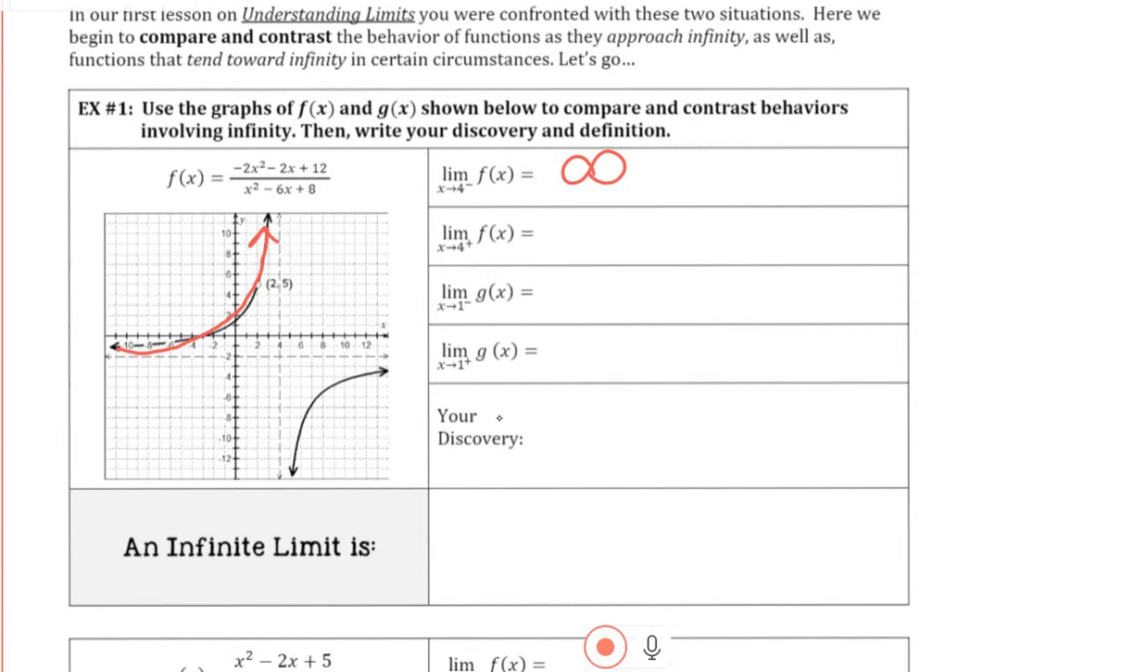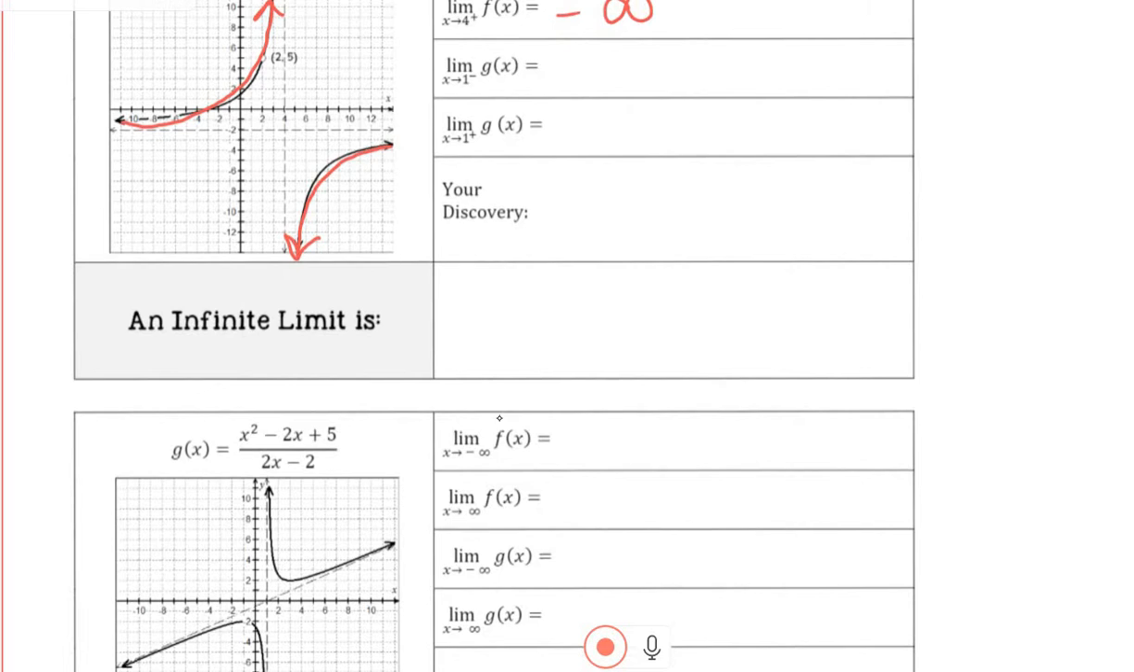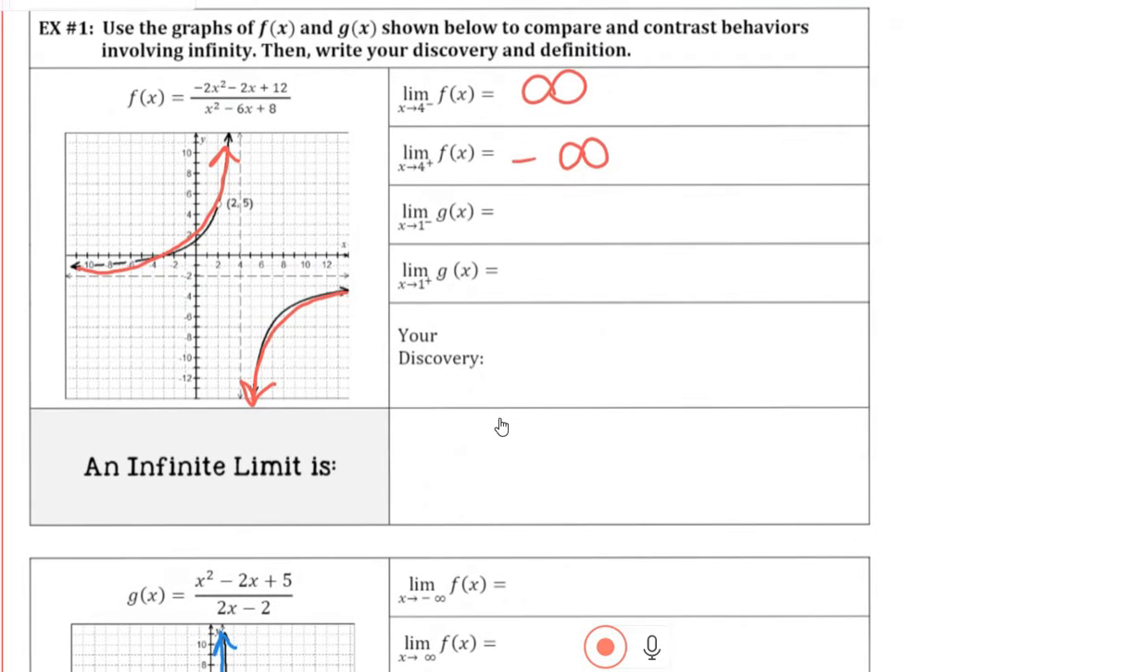And as I'm looking at f of x as it's approaching 4 from the right, again, unbounded behavior, but in this case, it's approaching negative infinity. Then on g of x, I'm going to look at one from the left and one from the right. As it's approaching one from the left, it goes down, so that's negative infinity. And one from the right, again, that unbounded behavior upwards, so positive infinity.